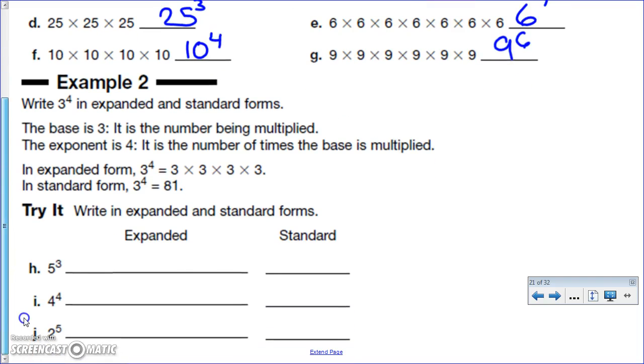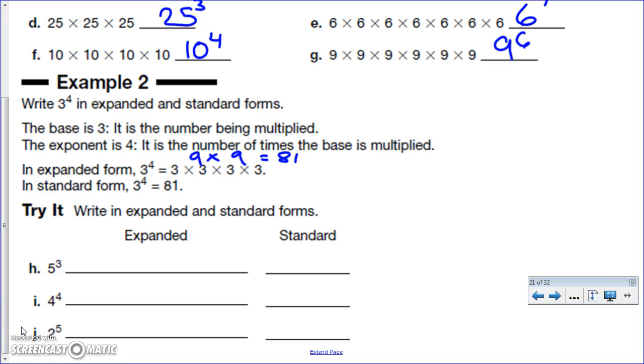For example 2, they want us to write each number in expanded and standard form. So here they're writing 3 to the 4th in expanded and standard form. We know the base is 3, so that's the number being multiplied, and the exponent is 4, which tells the number of times the base is multiplied. So in expanded form, 3 to the 4th equals 3 times 3 times 3 times 3. In standard form, 3 to the 4th is 81, because 3 times 3 is 9, and then 3 times 3 is 9, and 9 times 9 is 81. So now we're going to do the same thing for H through J.